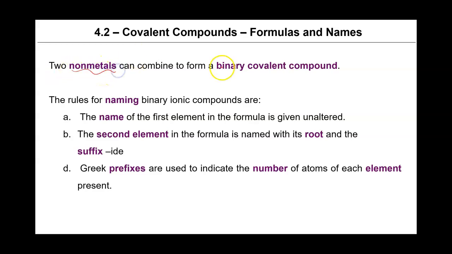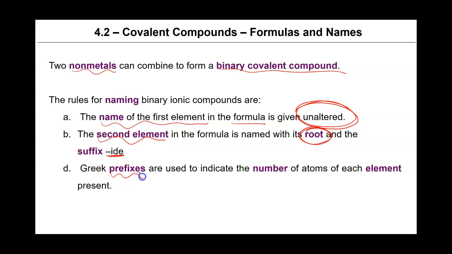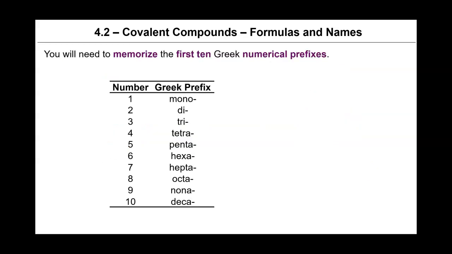Now, when two non-metals combine to form a binary covalent compound, the rules for naming such compounds are pretty easy. We give the name of the first element in the formula unaltered, so just how it appears in the periodic table. But for the second element, we give its root name, which is normally the first syllable, and then we finish it off with the letters I, D, E. We then add Greek prefixes, which are numerical prefixes, to indicate the number of each atom of each element that are present. So I'll show you what I mean.